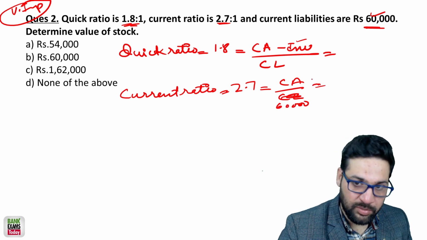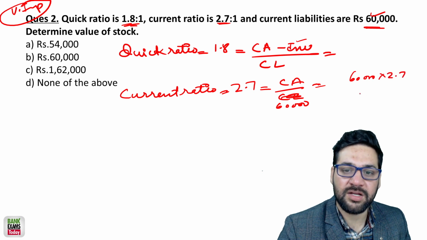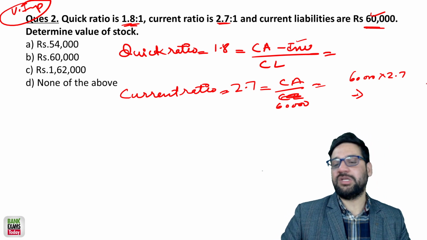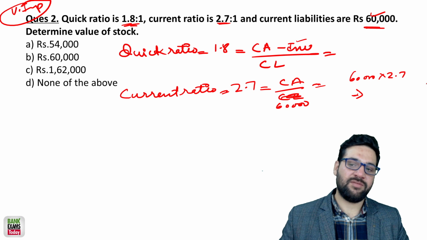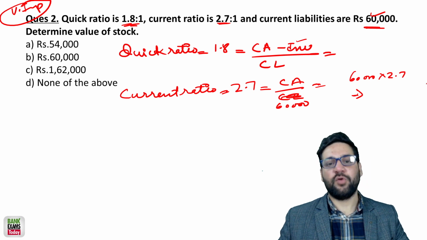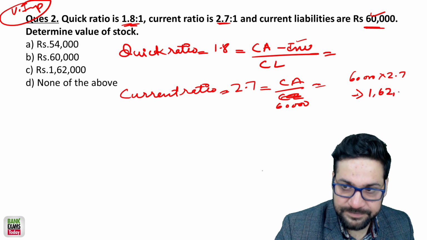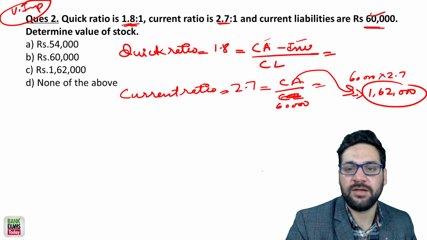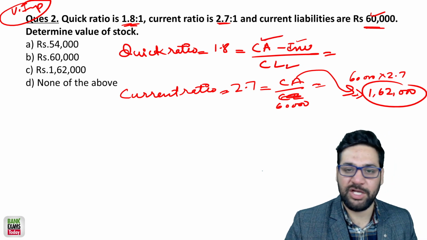So to calculate current asset, just multiply 60,000 by 2.7. You got the current asset. So what is the value of current asset? 60,000 multiplied by 2, 1,20,000. 60,000 multiplied by 0.7, it is 42,000 I think, and it comes out to be 1,62,000. You got the current asset. Now you can fill the value here. Current asset की यहाँ पे current liability, we got the value. Now you can easily calculate the value of inventory.